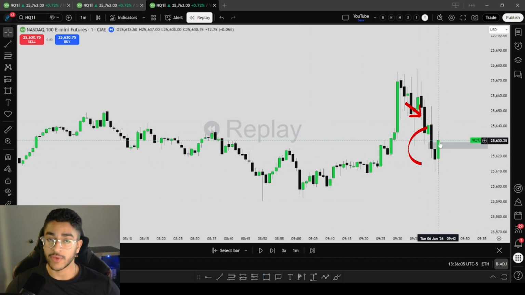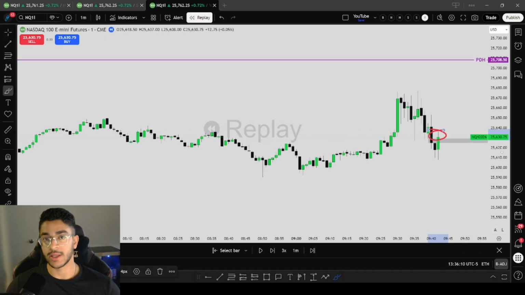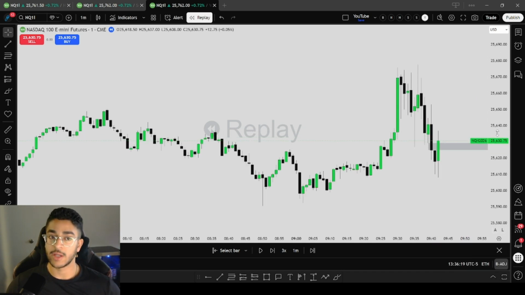And you see we got our perfect inversion close right here. This is everything falling into place, right? My draw, my delivery being that 5 minute, and then my 1 minute IFVG entry. So those are those three factors, right? Now, how do we actually take a trade based on this?